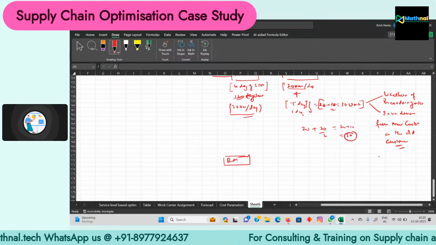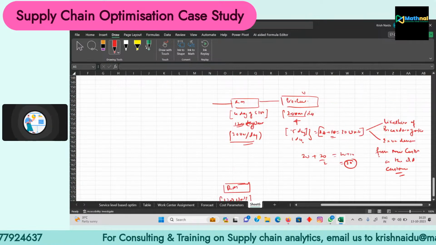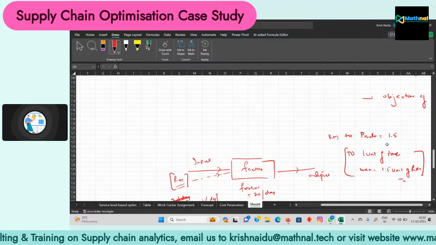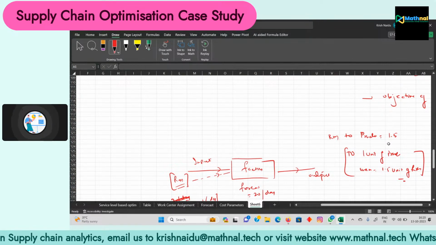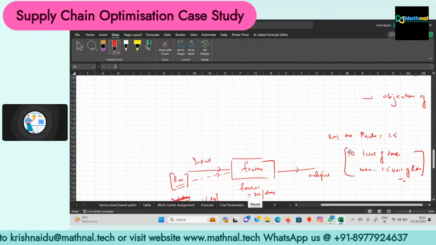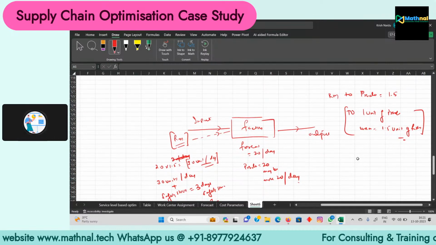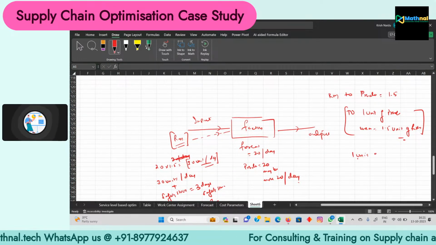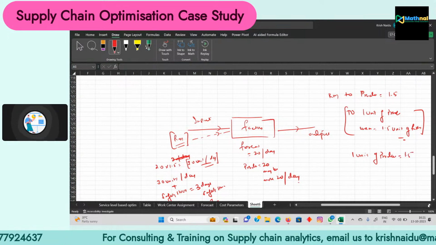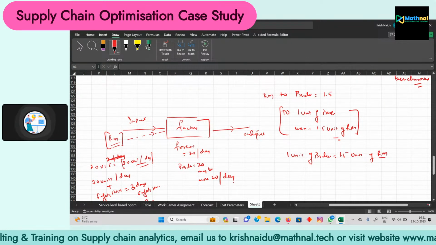So for raw material, I'm going for 120 units. The reason why I'm going for 120 is that to convert 1 unit of raw material into product, I need 1.5 units of raw material. So to derive 1 unit of product, we need 1.5 units of raw material. So if I have to produce 20 units of product, I need 20 into 1.5. If 1 unit of product requires 1.5 units of raw material, certain amount of raw material will go into wastage.